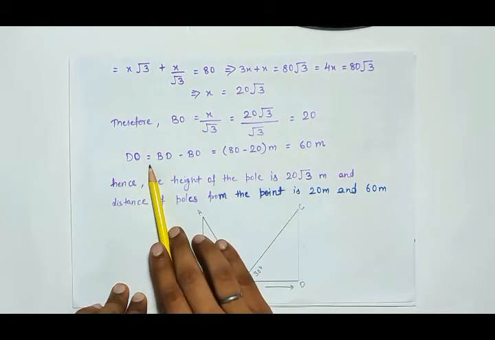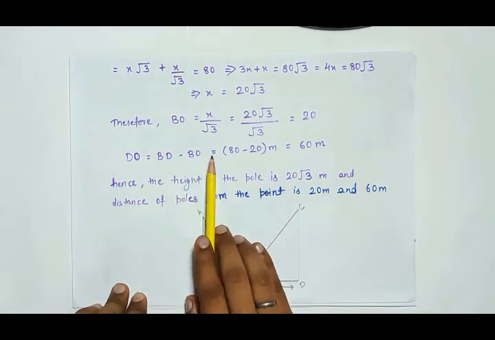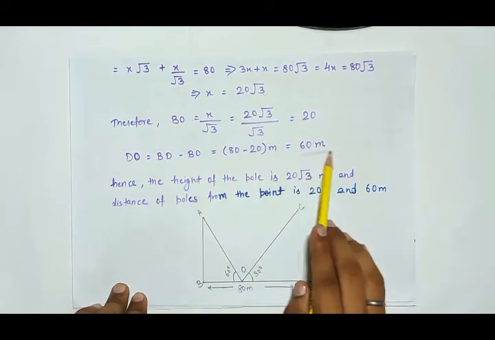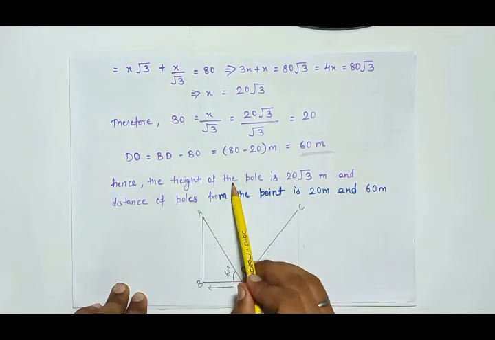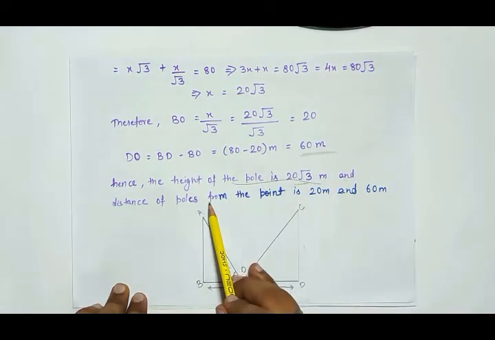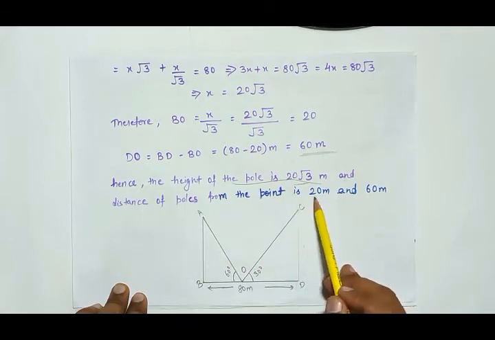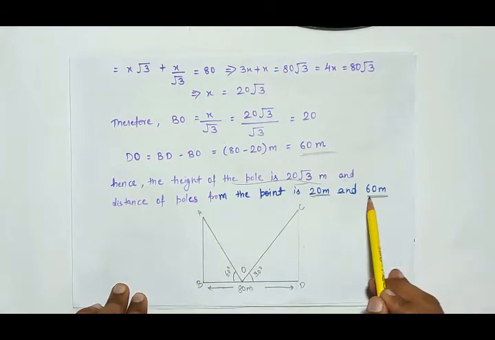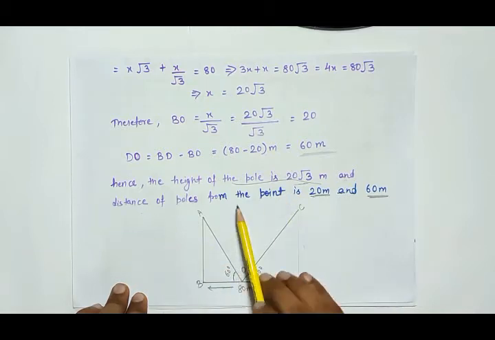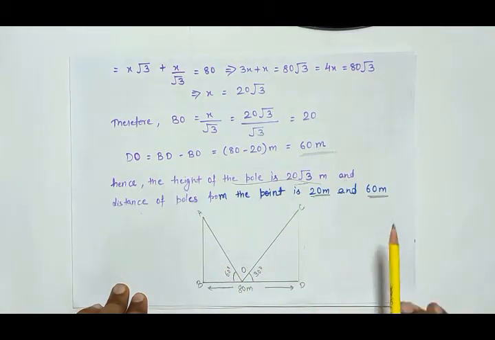DO is equal to BD minus BO, which is 80 minus 20 meter, equal to 60 meter. Hence the height of a pole is 20 root 3 meter and the distance of the poles from the point is 20 meter and 60 meter.